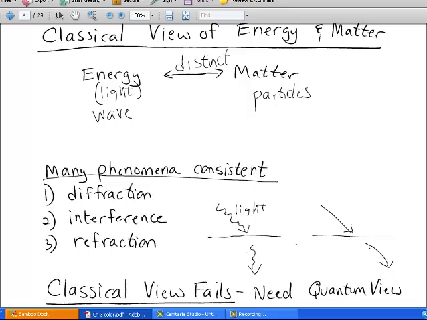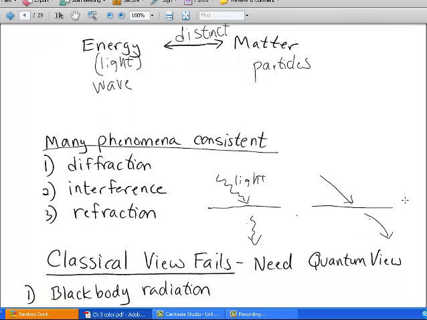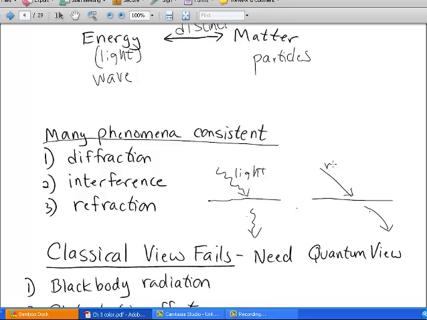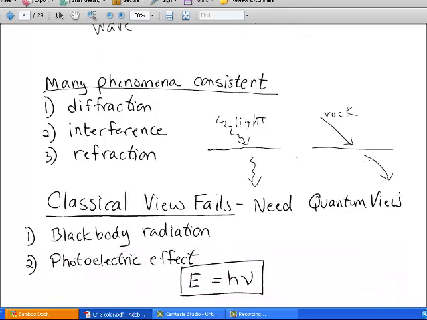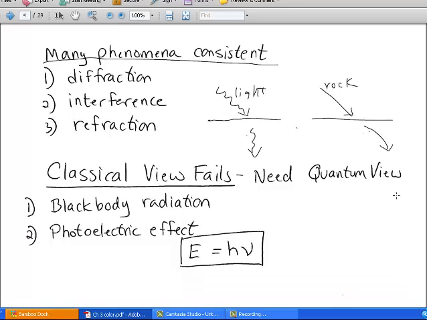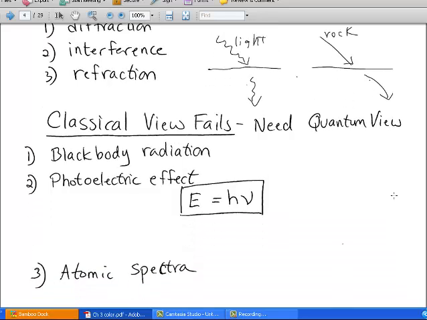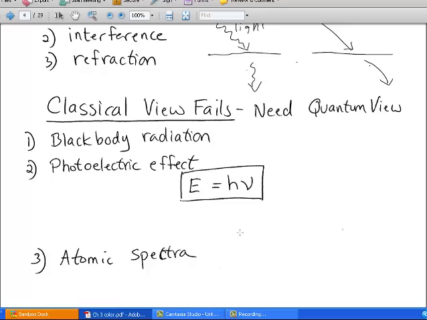That's refraction. So all these three things that I named are explained quite well by the idea that light is a wave, and it's very different than a particle. Here, I'll write this as a rock. Okay, but the classical view doesn't explain everything, and it fails for these three things I'm going to mention. And when it fails, you need a quantum view.